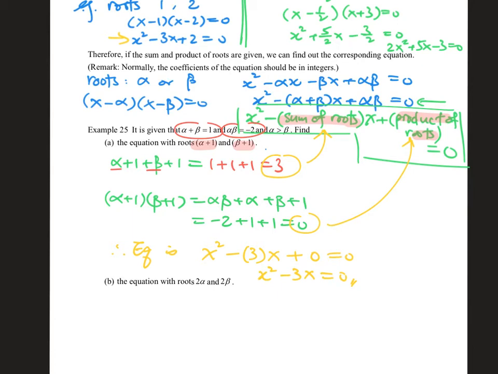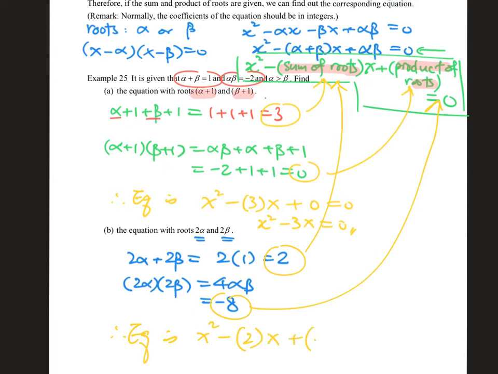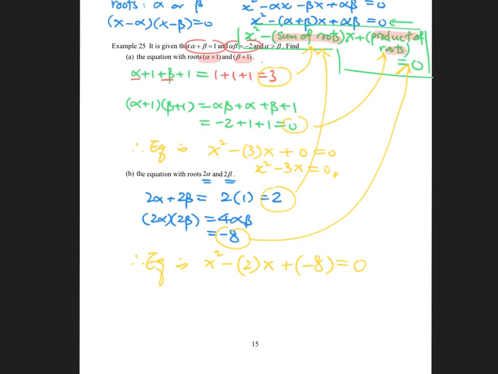Now let's try part B together as well. The new equation carries roots 2 alpha and 2 beta, so we check the sum, which is 2 times 1, which is 2. We also check the product, 2 alpha times 2 beta, which is 4 alpha beta. That means it's minus 8. Now you can see the situation. This is the sum, this is the product. So the equation is x squared minus sum of roots x plus product of roots equals 0. Finally, the equation is x squared minus 2x minus 8 equals 0. Okay, grasp the idea properly.